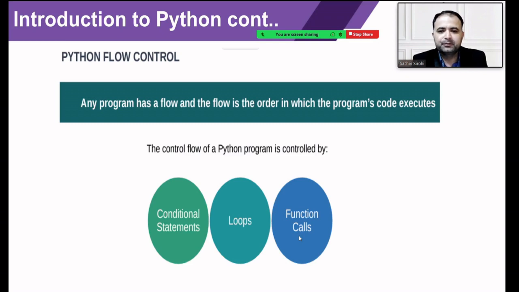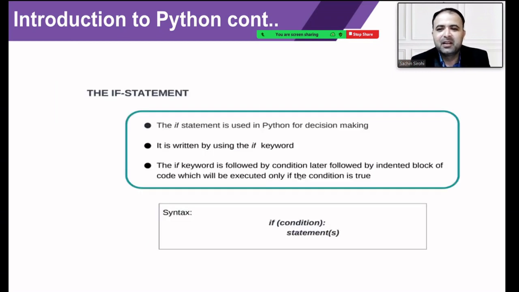So now, how can we check the condition? Let's see one by one. The if statement is used in Python for decision making. Obviously, we want to check some condition and perform some decision. It is written using the if keyword. So if is a keyword in Python.